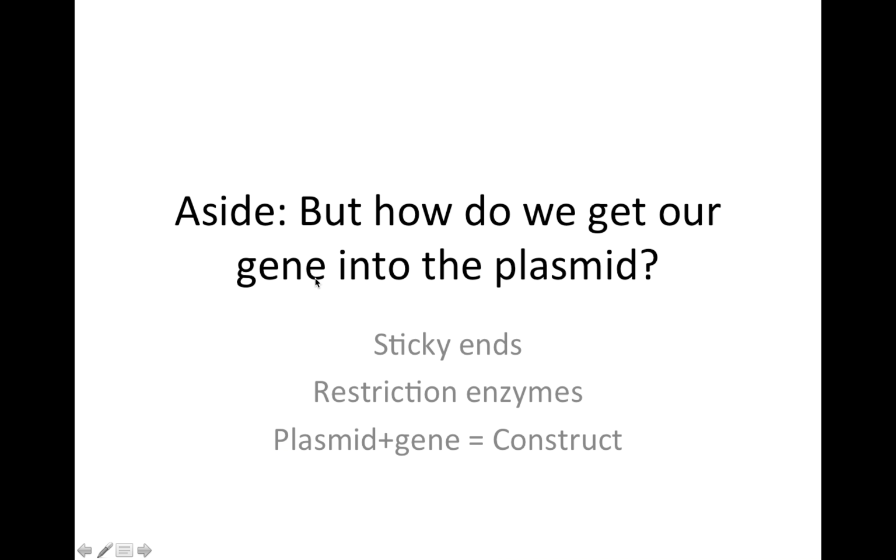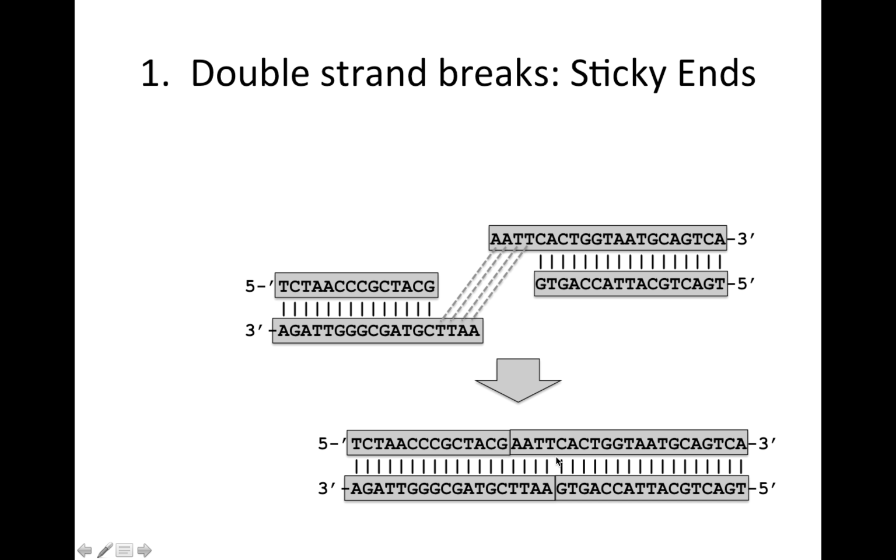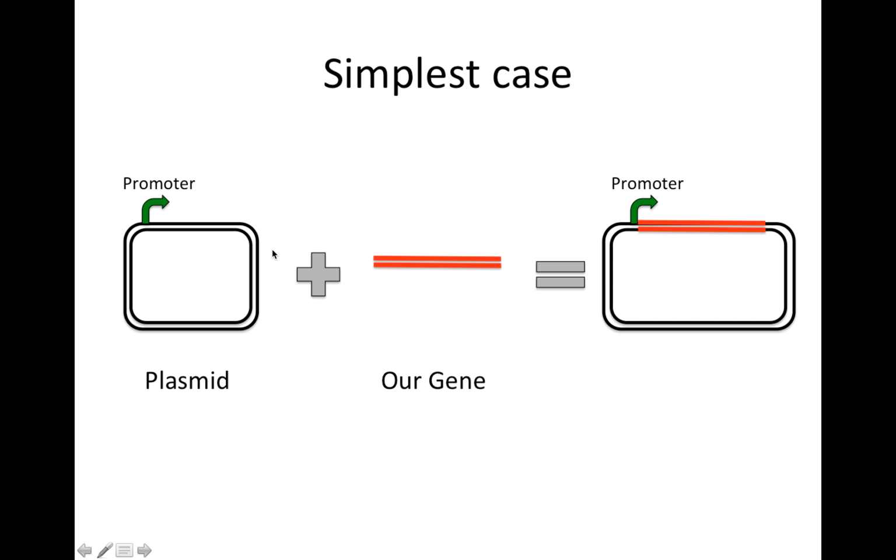But now we need to figure out how we do this. Okay, so how do we get our gene into the plasmid? Here we're going to learn about sticky ends, we're going to learn about restriction enzymes, and we're going to learn about how we can use the plasmid and the gene to make a construct. Okay, so the issue here is that we want to be able to take these two pieces of DNA. We need to take this piece of DNA and this piece of DNA, and somehow insert this one into that one. So we need to kind of cut this one open and then stick this one in, and then close up the breaks.